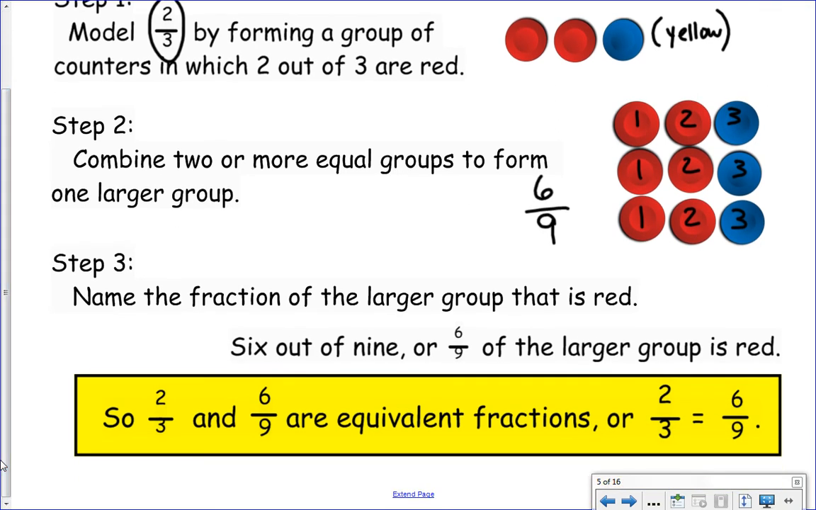I took the original set of counters that I had and I just duplicated them, kind of like multiplication. So 6 out of the 9 of the larger group is red. So 2/3 and 6/9 are equivalent fractions.